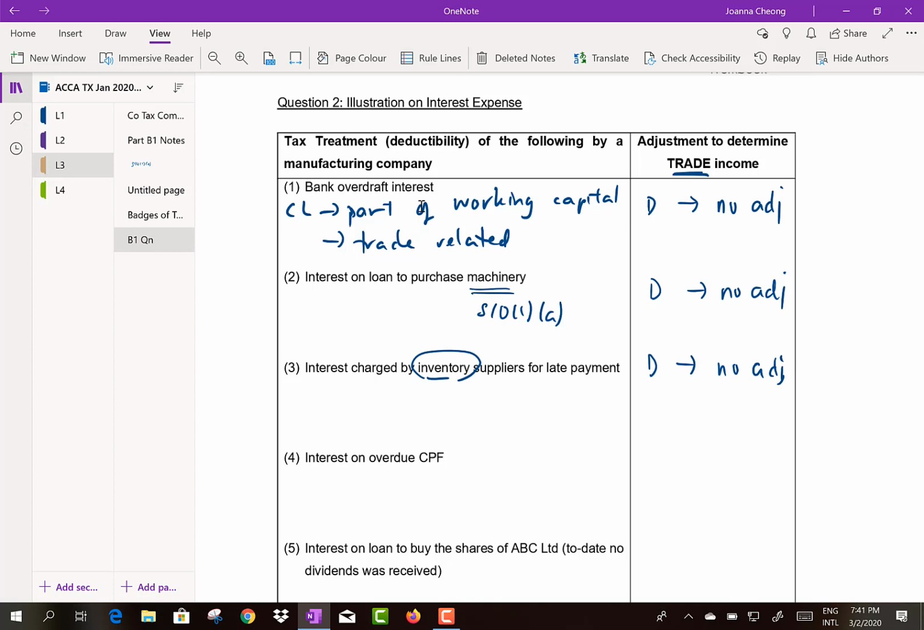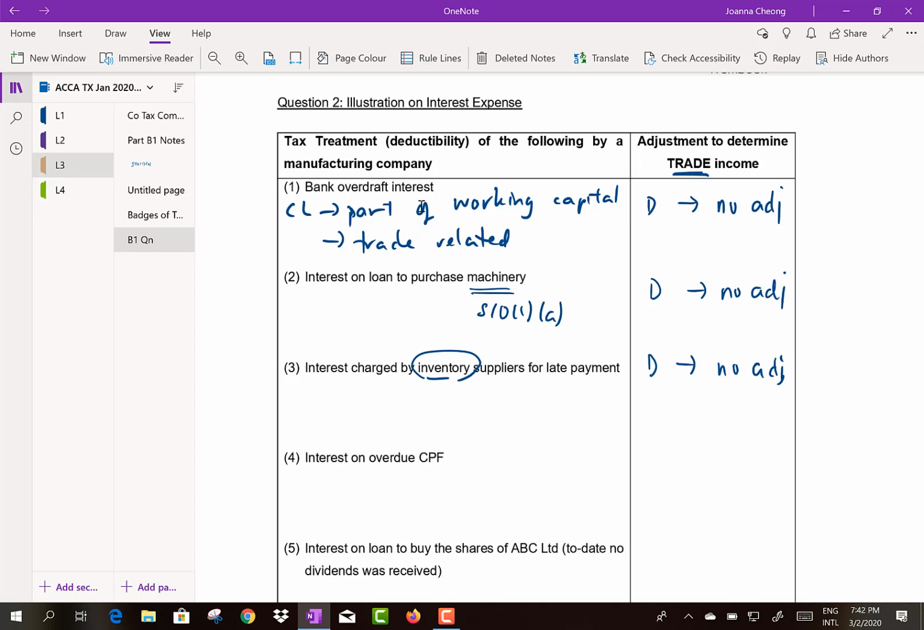Alright, the next one, interest on overdue CPF. Ladies and gentlemen, what is CPF? What does it stand for? Anyone? Central Provident Fund. Okay, now if you're not familiar about CPF, not to worry, we'll look at one topic on CPF later on. Basically, it is like a pension fund. Okay, in Singapore, if you are a citizen or PR, you have to contribute to your pension fund, right?